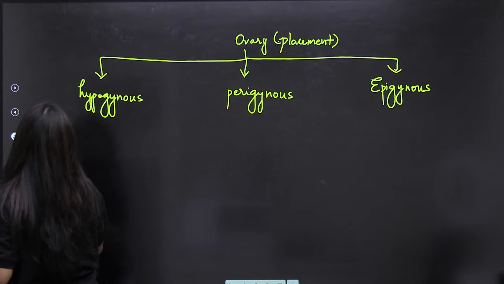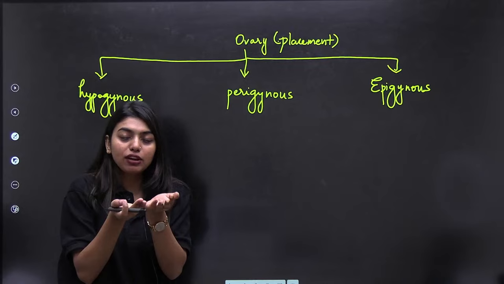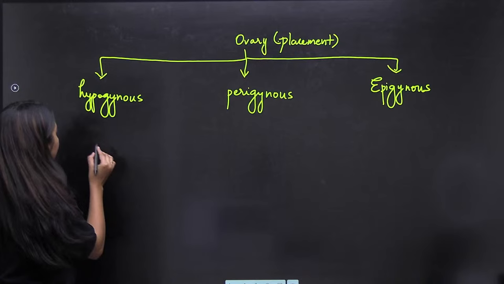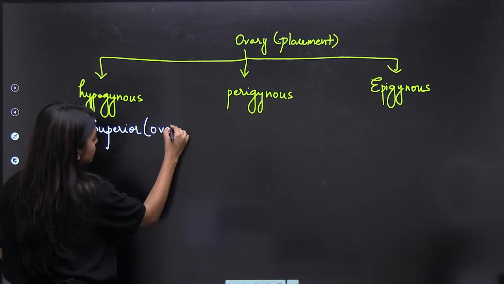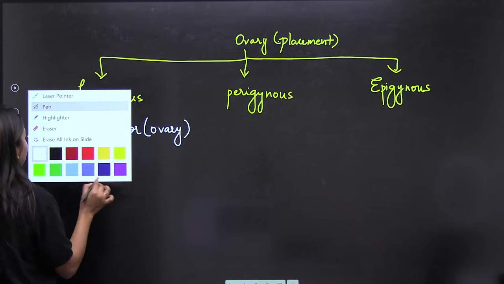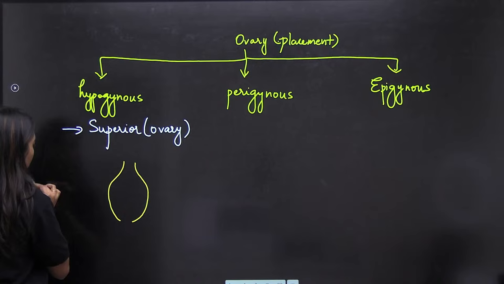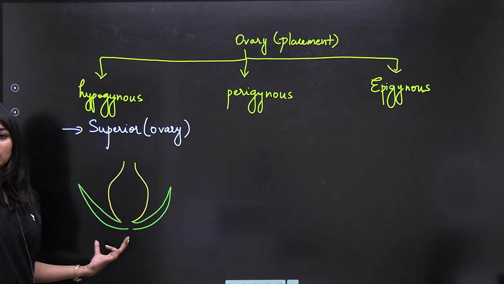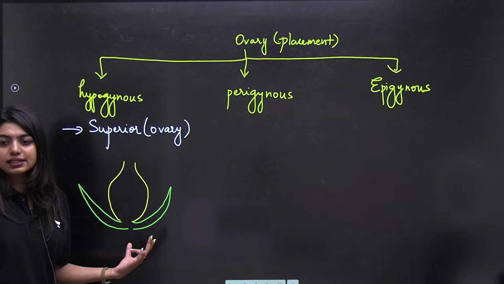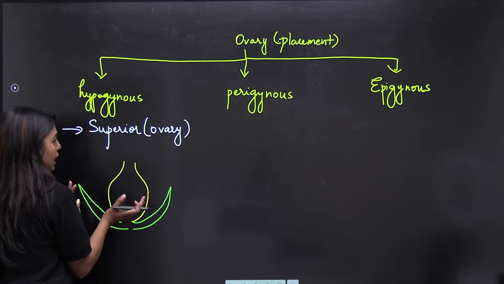Now, look here, hypogynous, that means the ovary is present and all the floral parts are arising from below. That means the ovary is at the superior position. Who is superior? The ovary is superior and all the floral parts are arising below. So, imagine this is your ovary, all the floral parts are arising from below. Clear to all of you? Yes. So, the ovary is superior, all the floral parts arise from below.